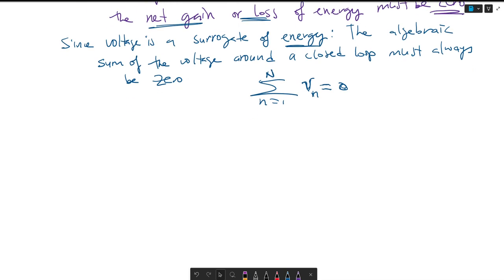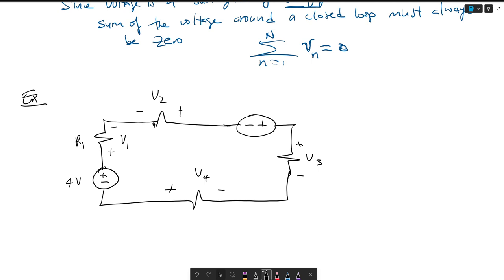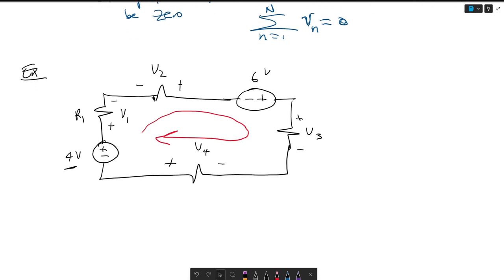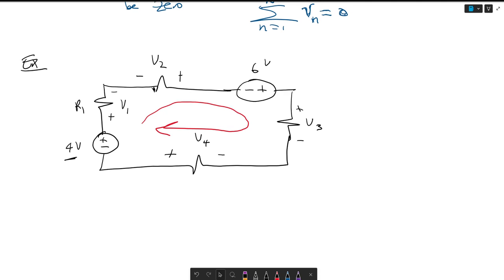And an example of this is, for example, given a circuit like this, where you have the following sign conventions for the voltages, and you have 4 volts here and 6 volts here, in KVL, you want to go around the loop like so and write voltage equations.